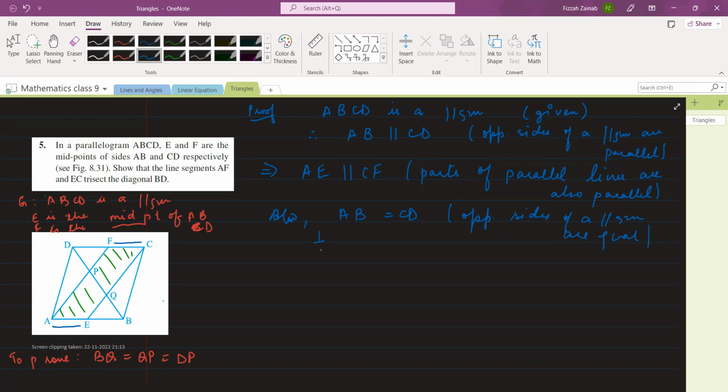So I divide this again. Half of AB is equal to half of CD. Now what is half of AB? That is AE. Why can I say that? Because E is the midpoint, already given. So I can say AE is equal to CF. Why? Because E is the midpoint of AB and F is the midpoint of CD. This was already given to us.